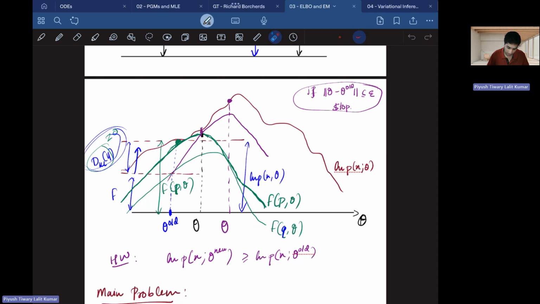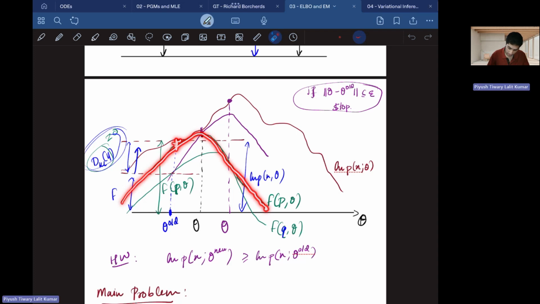So you are first finding out the value of the Q distribution which maximizes the value of ELBO for this given theta, which will look something like this, right? So this is like finding the curve corresponding to a given theta which maximizes the value of ELBO for that particular theta. So here the value of ELBO is maximized for this theta, right?